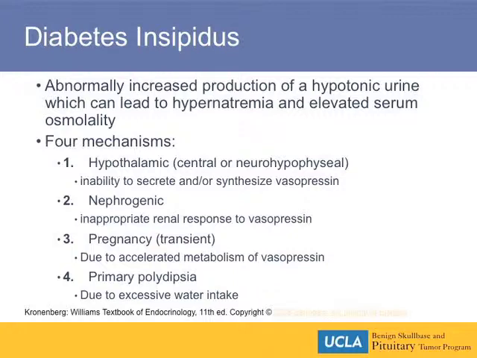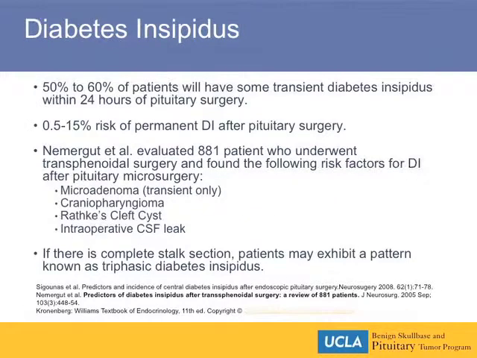It can also be seen in pregnancy transiently due to accelerated metabolism of vasopressin, and then primary polydipsia due to just excessive water intake. And 50 to 60% of patients will have some transient diabetes insipidus within 24 hours of pituitary surgery. And there's a 0.5 to 15% risk of permanent DI after pituitary surgery.